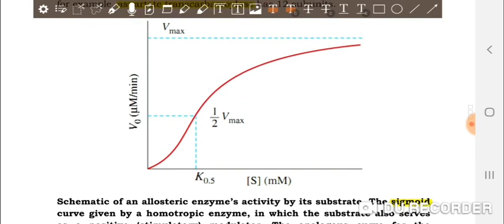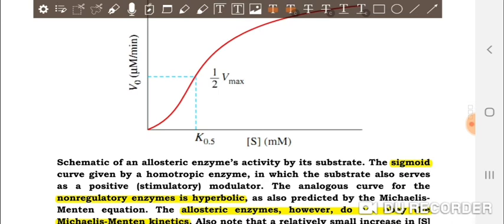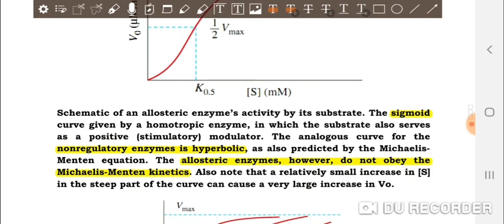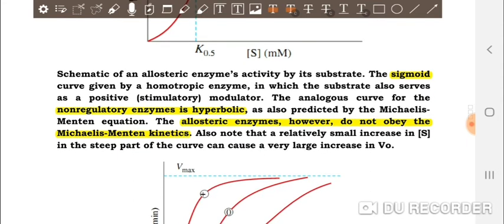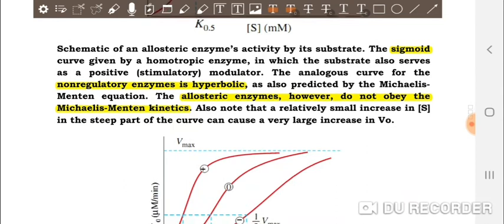The speed of the reaction is not comparable to the normal one. The formation of the velocity is not much similar to the normal one. Here we can have an example. The sigmoidal curve is the significant parameter for this allosteric enzyme, highlighted here in yellow. And the non-regulated enzymes show a hyperbolic curve. So we have to remember that.